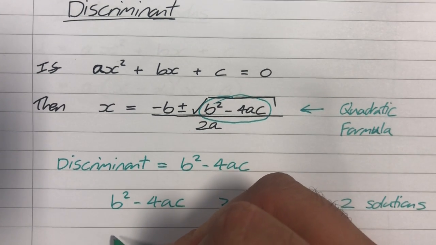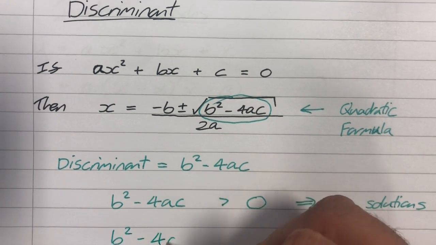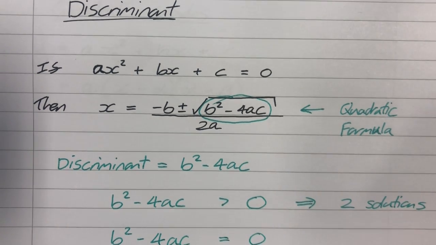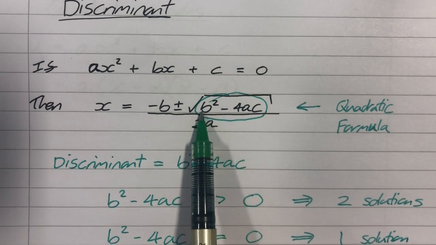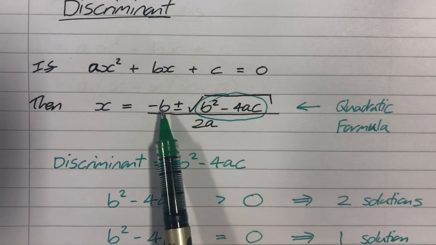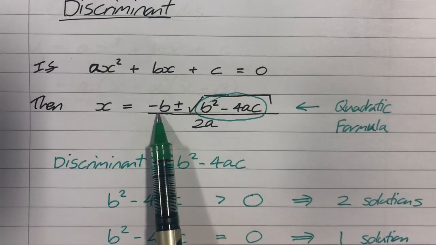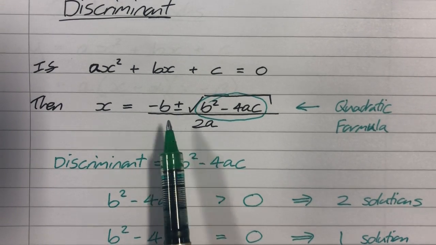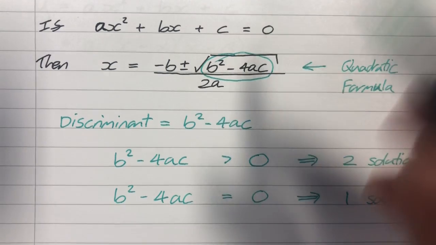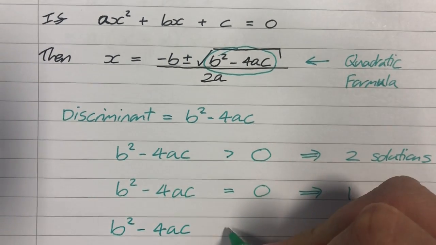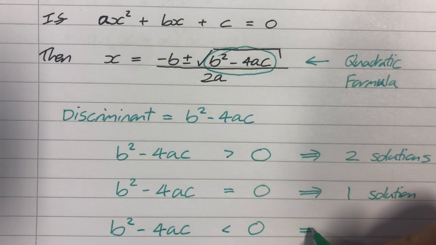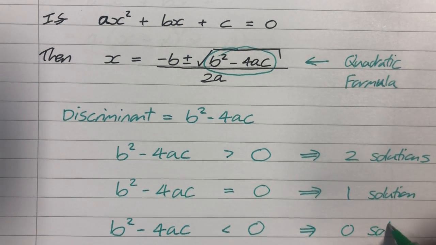If, however, b squared minus 4ac is equal to 0, well, there's only one square root of 0. It's the only number that has one square root, and it means we only get one solution to the quadratic equation, because this square root is 0, which means the only root to the quadratic is minus b on 2a. There's no other root. And finally, if this discriminant is negative, that's b squared minus 4ac is less than 0, well, you can't square root a negative number, so there are no solutions.